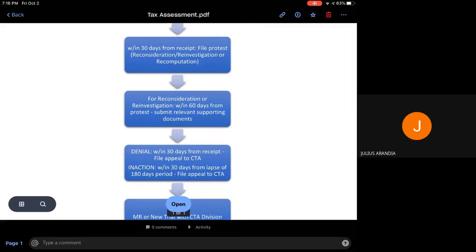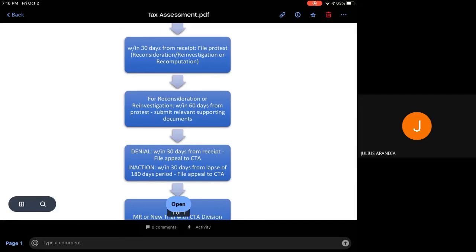If you fail to file the protest, or if you fail to file within the period within which to file an appeal to the Court of Tax Appeals, the final assessment notice will already be due, final, executory and demandable.